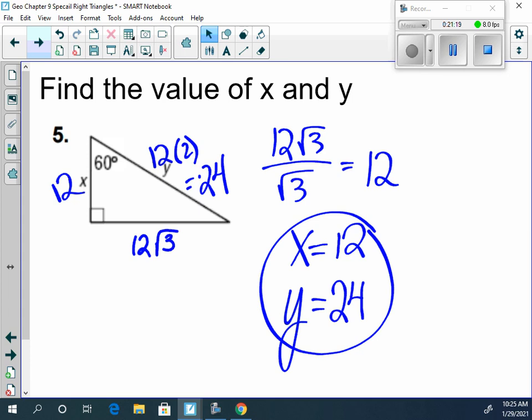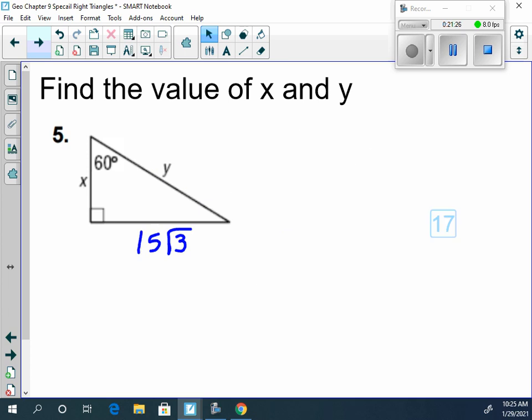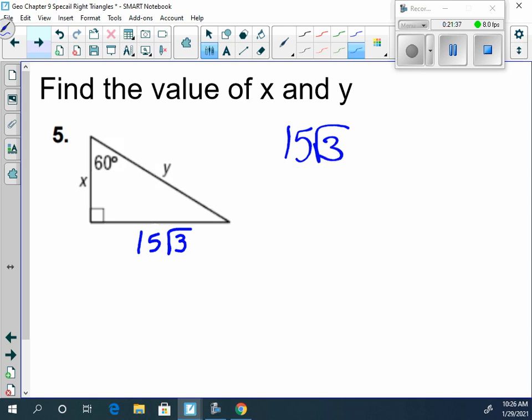Questions on this here? Okay. All right, what do we need to do? It'd be something with the 15 square root of 3, right? We would.